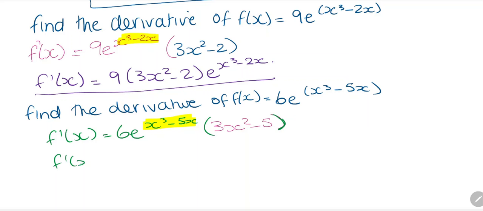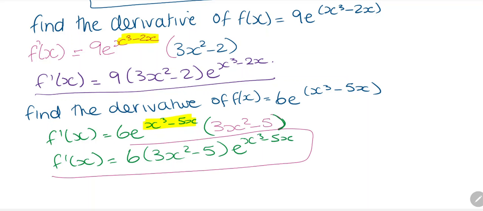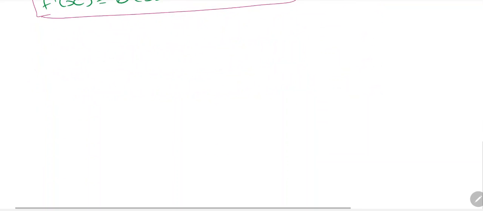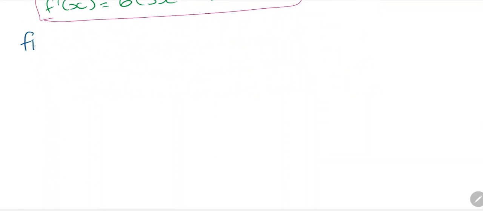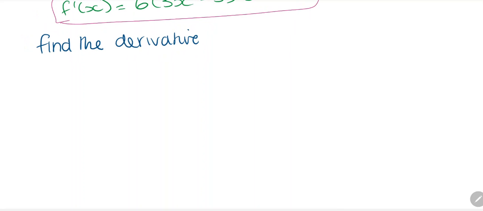We're going to write this as 6 times 3x squared minus 5 multiplied by e to the x cubed minus 5x. Let's have a look at another question. Okay, so find the derivative, and this time of the function.